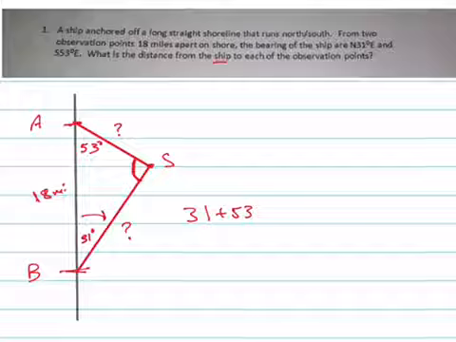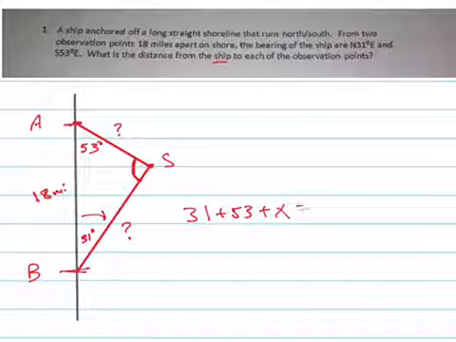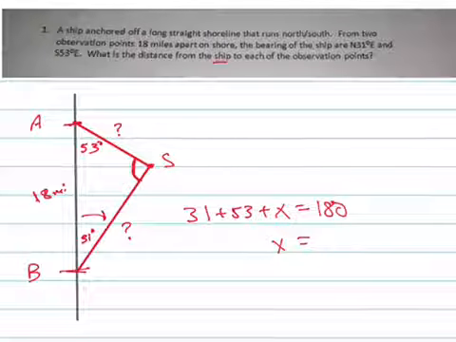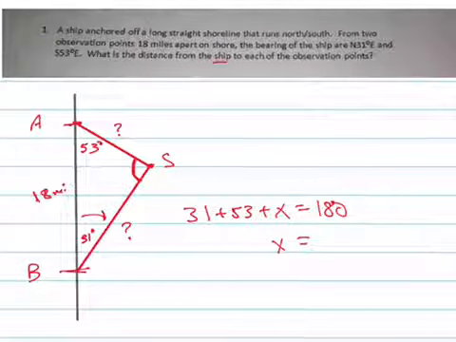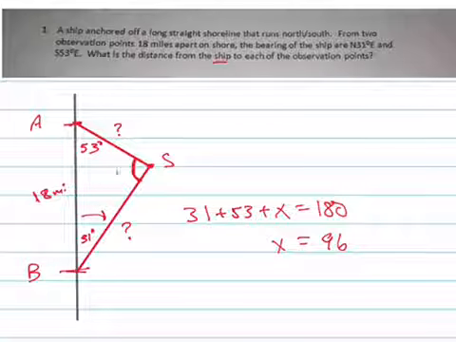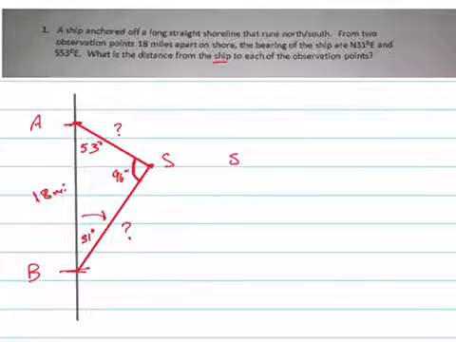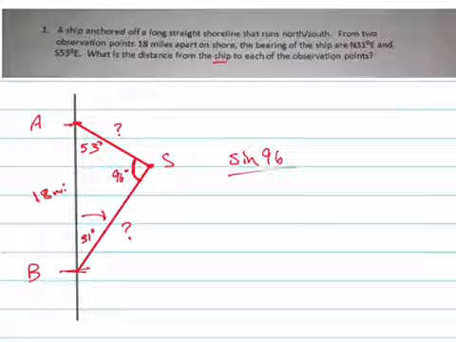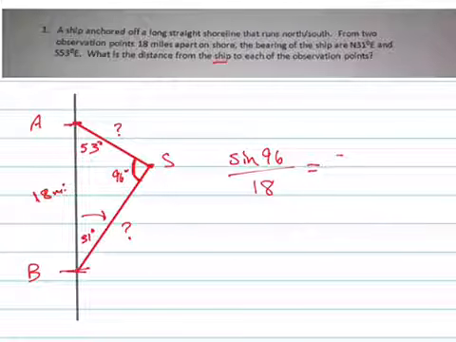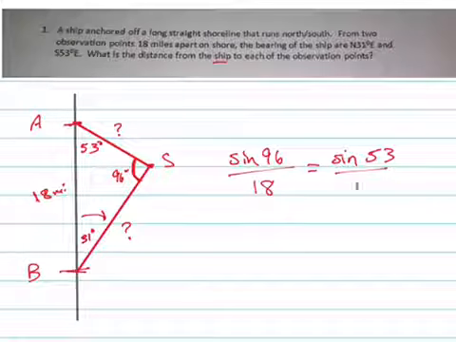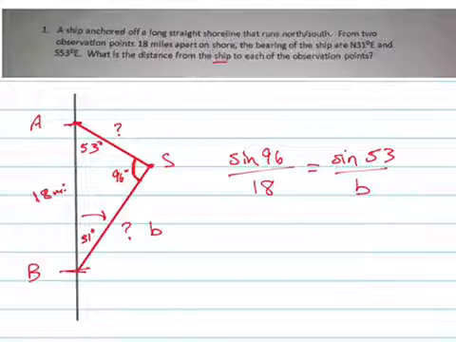31 plus 53 plus x equals 180. So subtract 53 and 31, subtract 84, and you get 96. So that is 96. So actually, I can use the law of sines. Now I can use the law of sines. And what's the law of sines say? Sine of A over sine of 96 over 18 equals sine of 53 over B, so we'll call this B. So you can solve for B, and then you can do the same thing and solve for C.